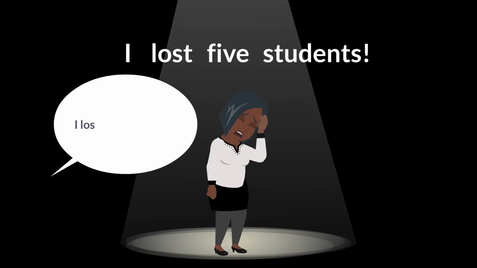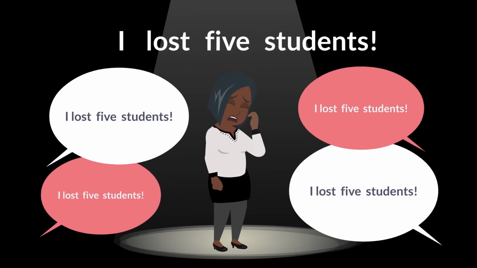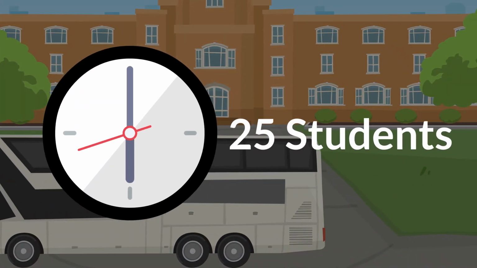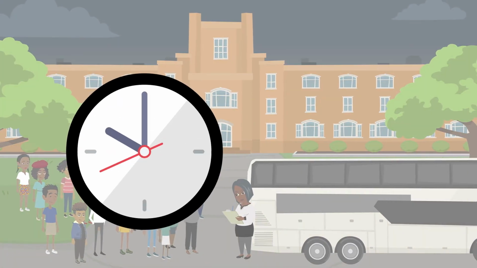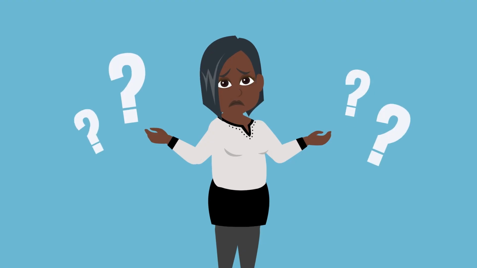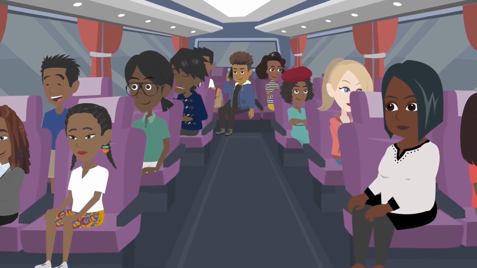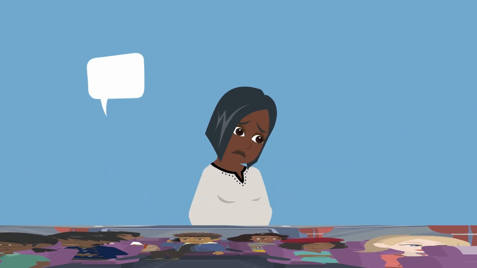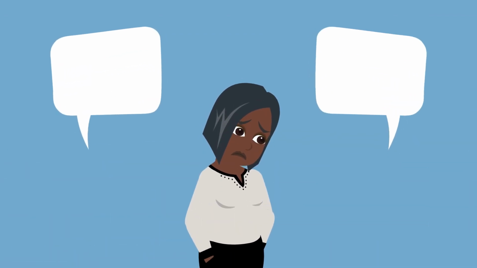The more I repeated it, the worse the realization set in. I left that morning at 6 a.m. with 25 students, and now, at 10 p.m., I only had 20. How could this happen? I thought that all of the students were with me the entire time. At that point, I realized I had 2 problems.